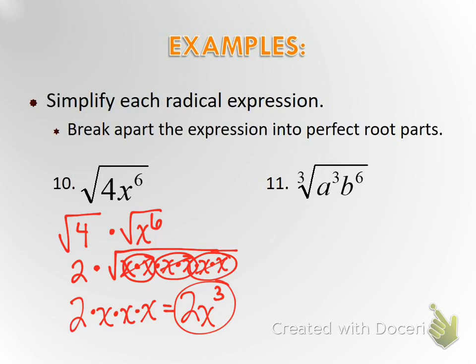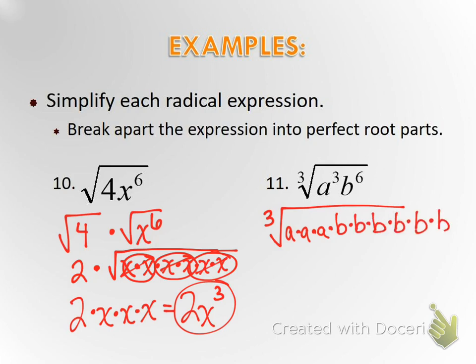Okay, on number 11, what root are we taking? The third root, or the cube root, which means we're looking for groups of 3. So if we want to write this out expanded, we would have a times a times a times b times b times b times b times b times b. Okay, 3 a's, 6 b's. Are we all okay with how I came up with that?